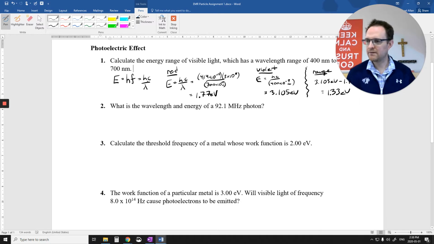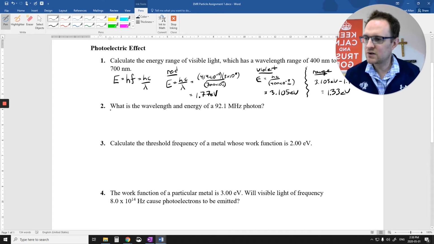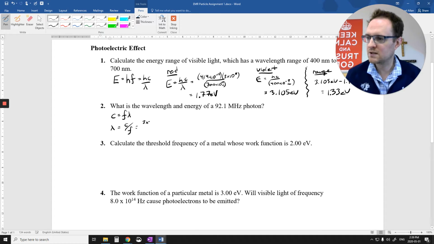Okay, what's the wavelength and energy of a 92.1 megahertz photon? Okay, so that's probably not visible light, but that's fine. So the first thing we're going to do, maybe I can determine what the wavelength is. Remember, I can find the wavelength of a photon if I know its frequency, I could just use the universal wave equation. So we're going to go c divided by frequency, which is going to be 3 times 10 to the 8 meters per second, divided by the frequency of 92.1 times 10 to the 6 hertz.